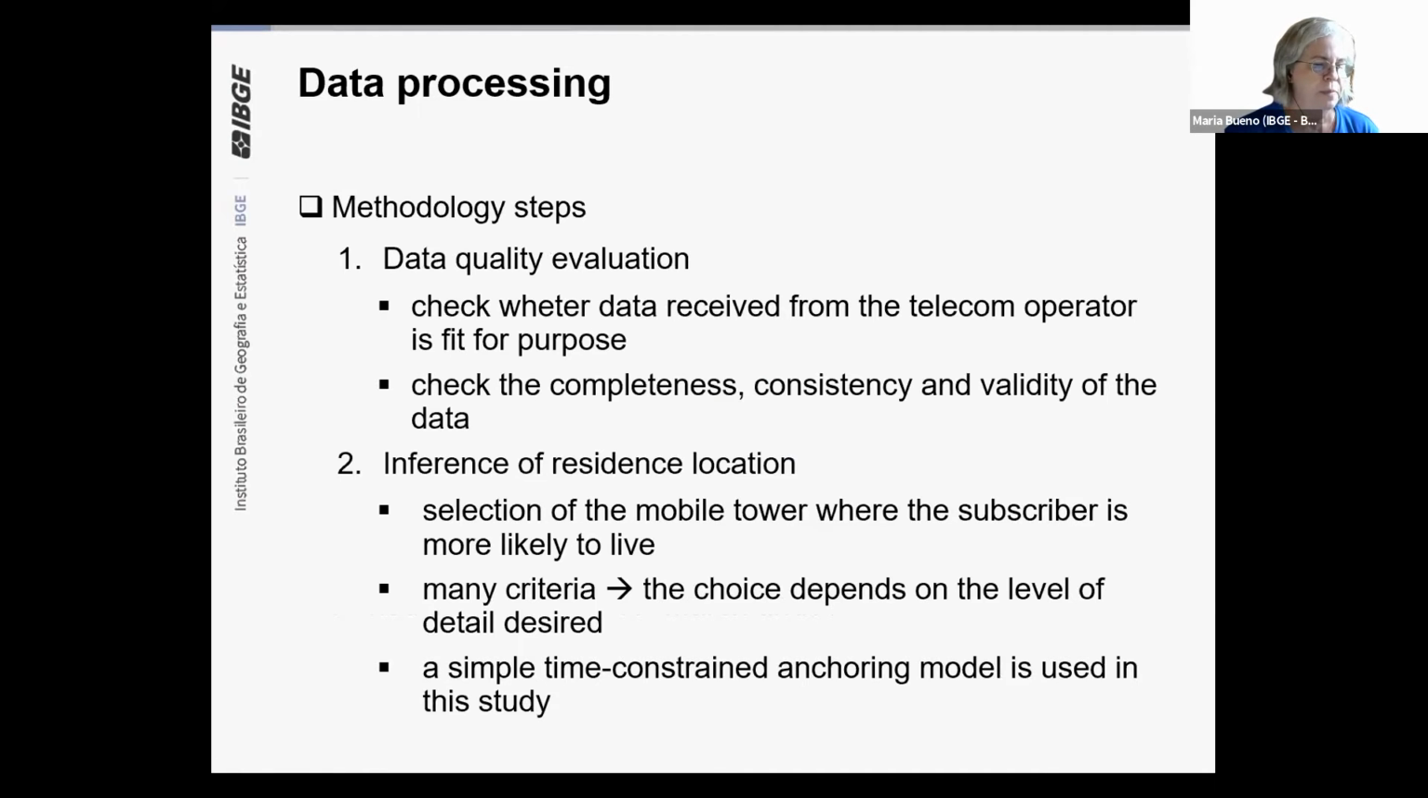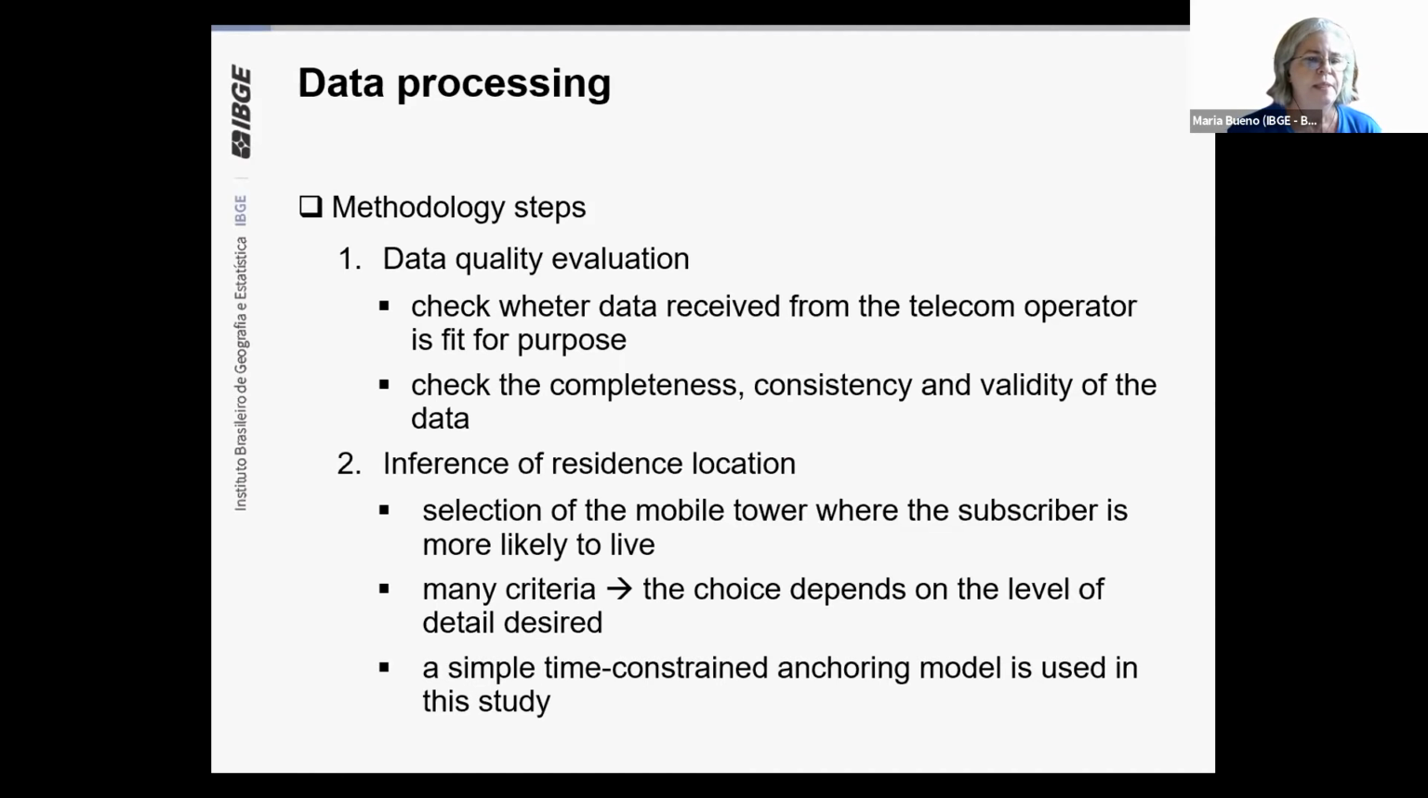We followed some methodology steps. The first one is a data quality evaluation. We checked mainly the completeness, the consistency, and the validity of data concerning the suitability to the purpose of the study. The second step is the inference of the residence location.